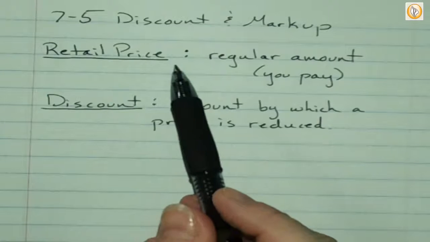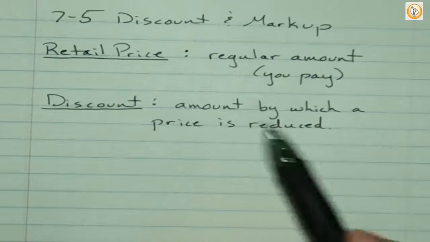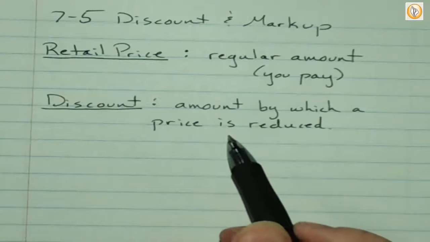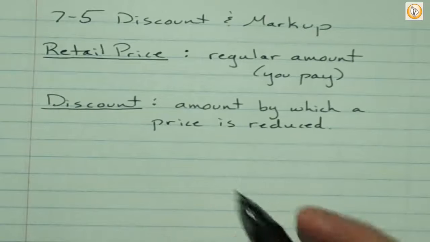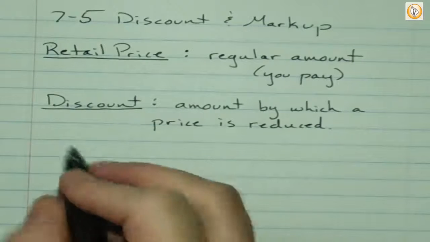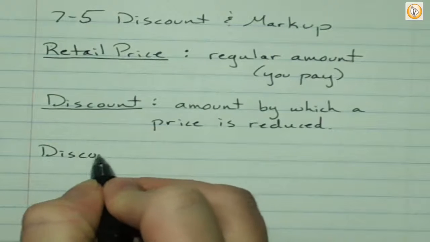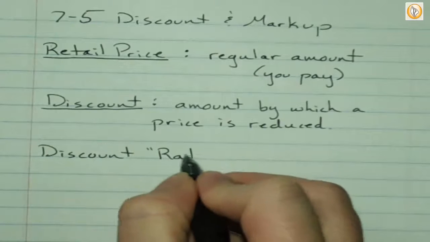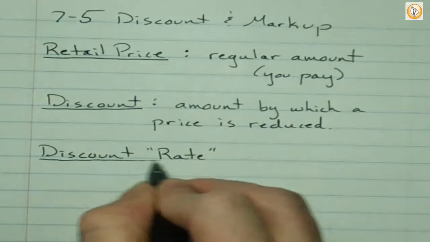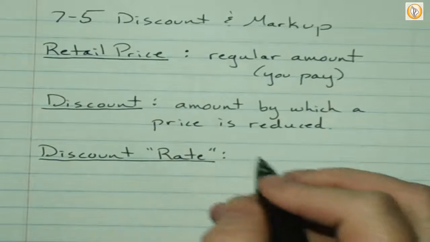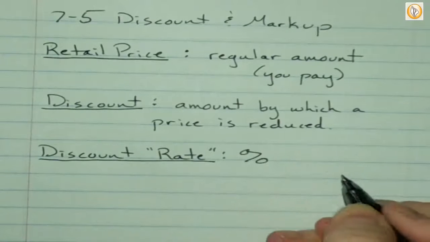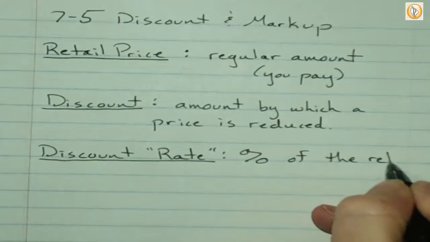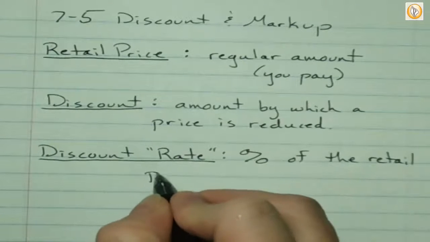Okay, so the retail price is how much you would normally pay when you walk into the store. The discount is the amount by which a price is reduced. Discount rate, I have it in quotes. It is the percent of the retail price.